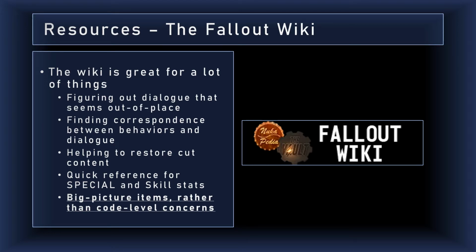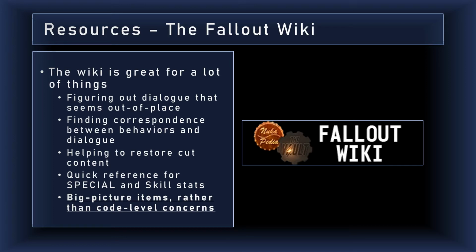If we have dialogue that seems out of place or that seems like it has unusual conditions to be able to trigger it, or if there's things that have been duplicated, then the wiki can help us to kind of clear that up, in most cases. We can also find correspondence between NPC behavior and dialogue.